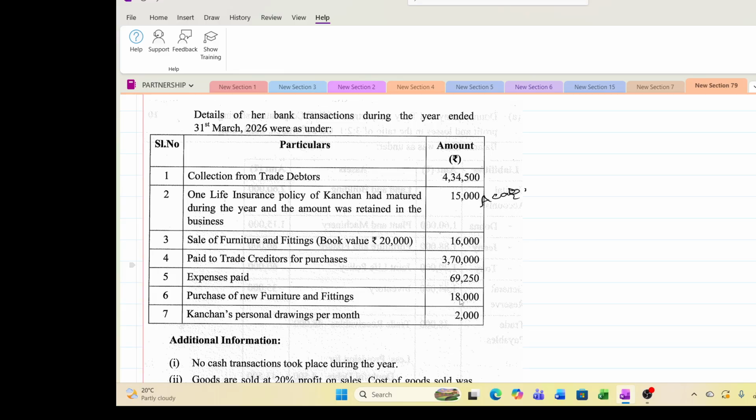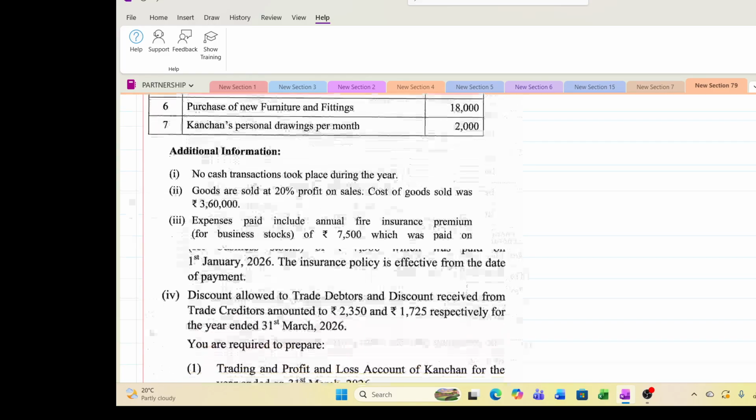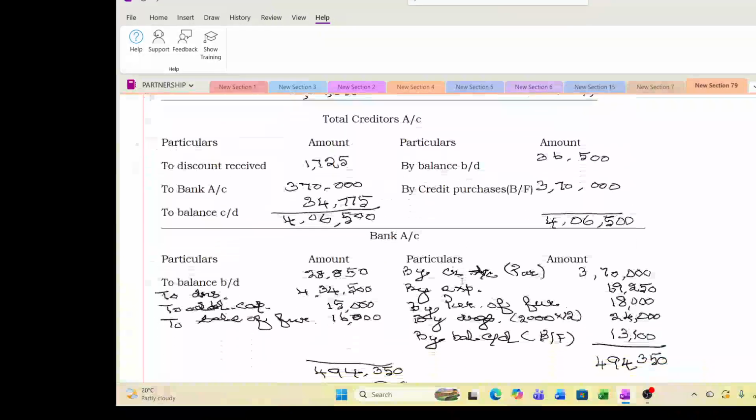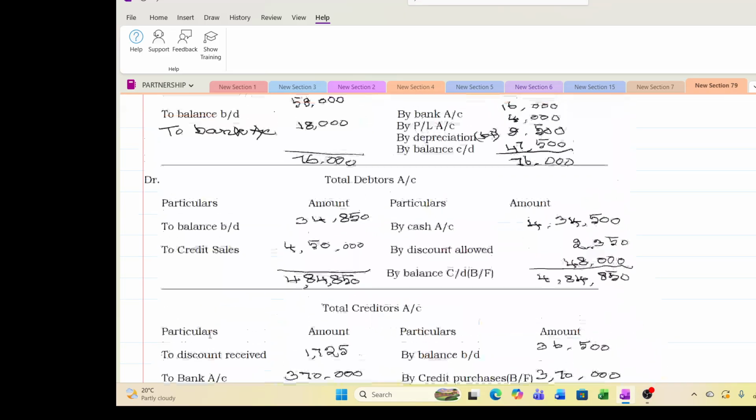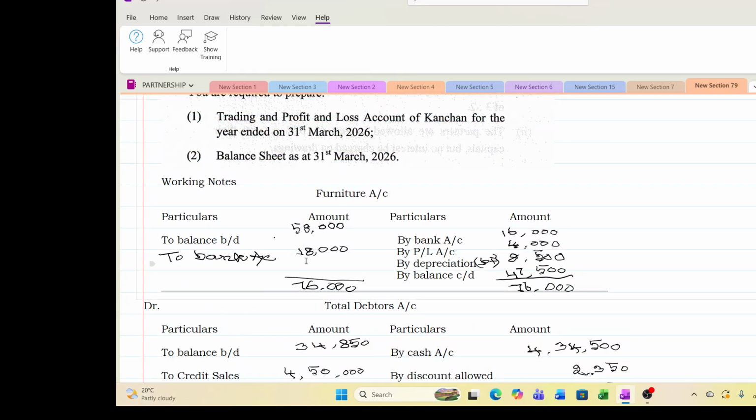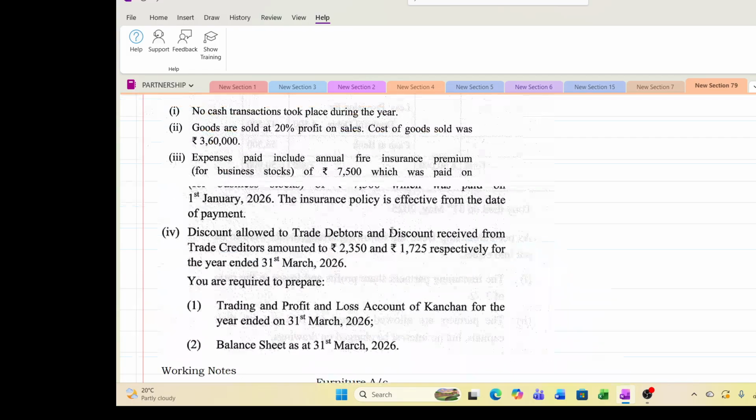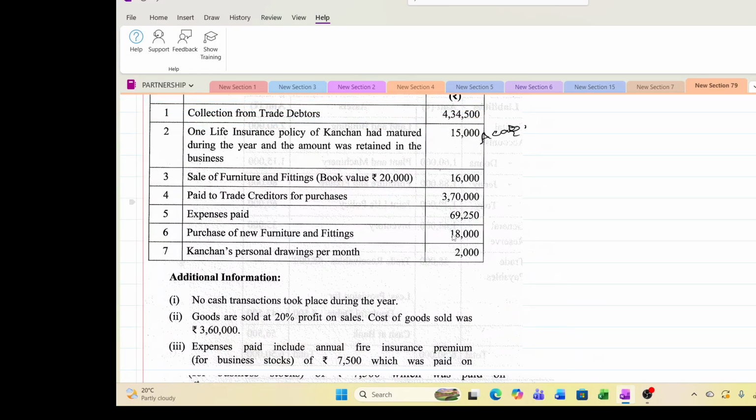Then purchase of furniture. Now again the money has gone out. So in the bank account write it by purchase of furniture 18,000. Okay. Now in the furniture account we have to add this 18,000. Okay. So this is also over.